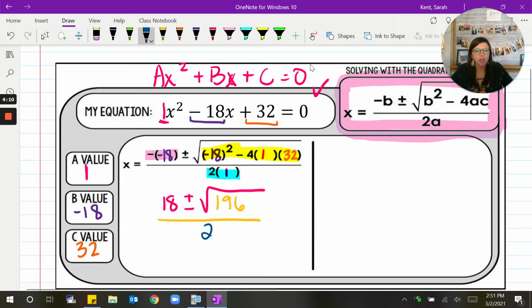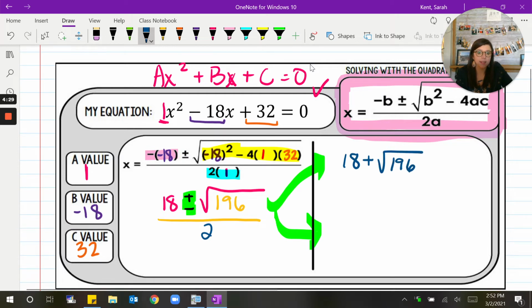This is where it's a little tricky because we have to use this plus minus. What this means is I'm going to have 2 answers. I'm going to have one that says 18 plus the square root of 196 over 2. And I'm going to have another that says 18 minus the square root of 196 over 2.